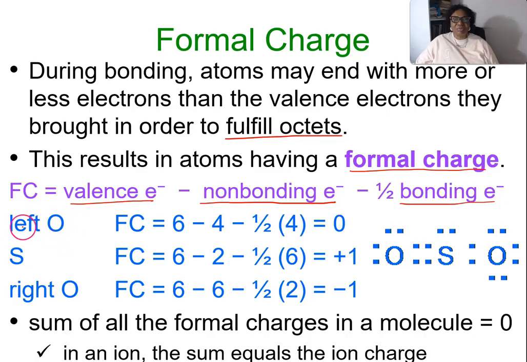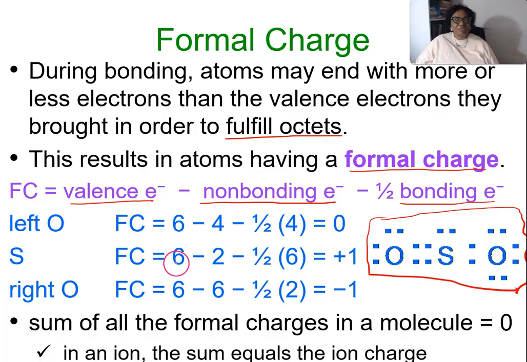So let's look at this molecule and calculate the formal charge of each of these atoms. Oxygen, sulfur, oxygen. So the oxygen on the left, the formal charge, it had 6 valence electrons. That's what it came up with. Then it has 4 non-bonding electrons. Then it has 4 bonding electrons divided by 2. So its formal charge is 0.